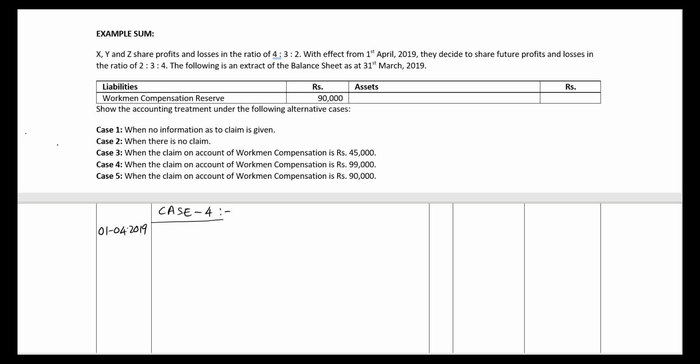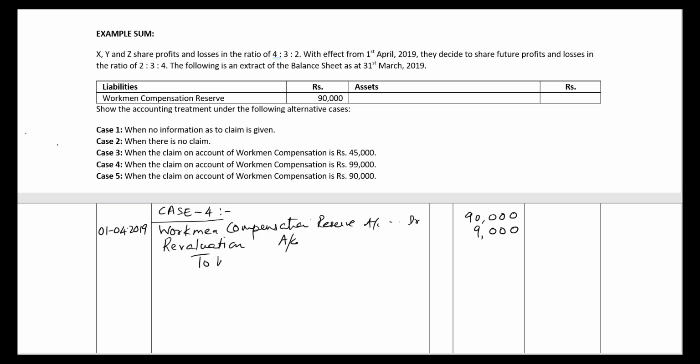So let's do that. Workmen Compensation Reserve account debit. To the extent of 90,000, we'll debit the reserve. The balance 9,000, we'll take it by debiting the revaluation account. Because revaluation account should be debited if there is an increase in liability, which you will learn later when we do revaluation of assets and reassessment of liabilities.